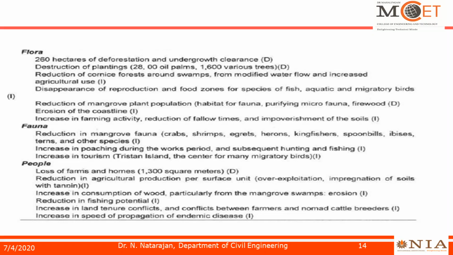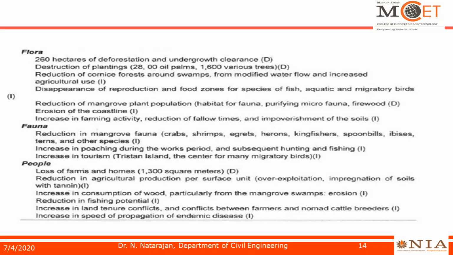So 260 hectares of deforestation and clearance is a direct impact. Destruction of plantings, direct impact. Reduction of forest around swamps from modified water flow and increased agricultural use is an indirect impact. Disappearance of reproduction and flood zones for species, aquatics and birds is an indirect impact. Reduction of mangrove plant population is a direct impact. Erosion on the coastline is an indirect impact.